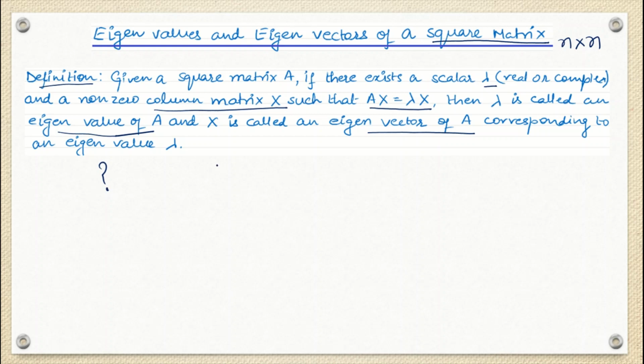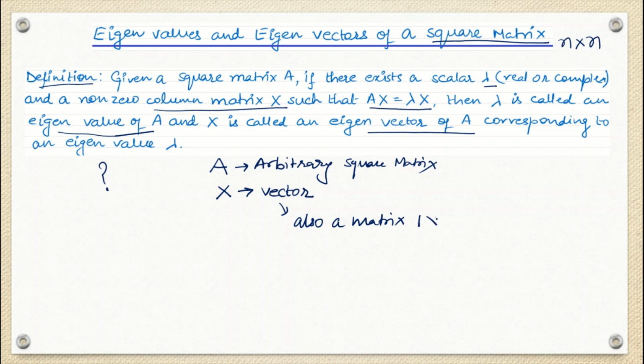So what does it mean? The definition says that suppose we have taken some arbitrary square matrix A. X is a vector, that means it has dimension and it has some magnitude. We know that a vector is also a matrix, either 1 cross n or n cross 1. That means a vector is a matrix that has just one row or just one column, so all the rules that work for matrices also work for vectors.